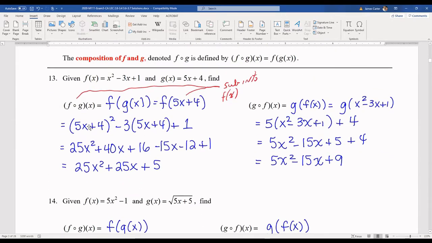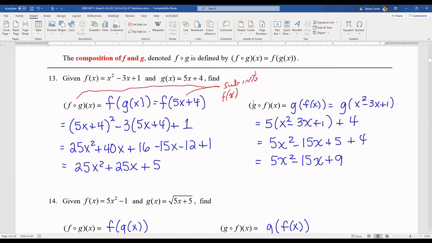So here's the x squared, which we've replaced the x, and the x right here, we've replaced that. We simplify this, we have to FOIL that, we get 25x squared plus 40x plus 16. Here we get -15x minus 12, and we bring down the 1. Now we combine all like terms, ending up with 25x squared plus 25x plus 5.